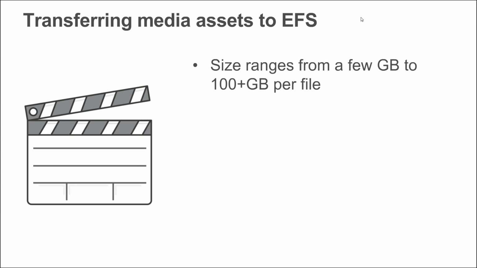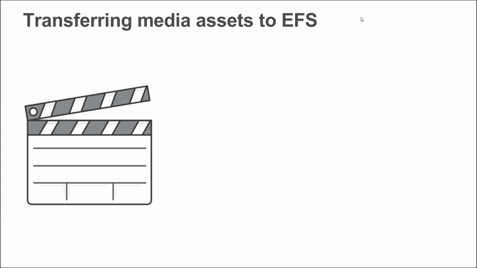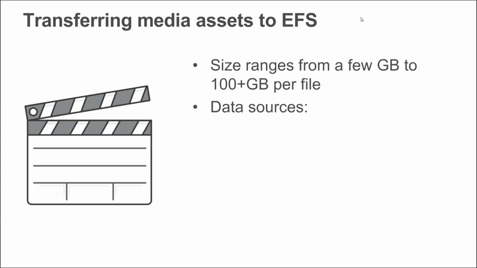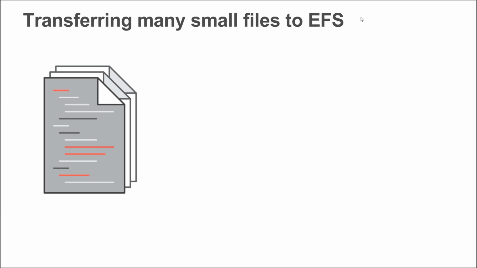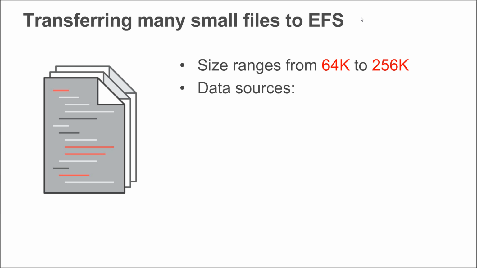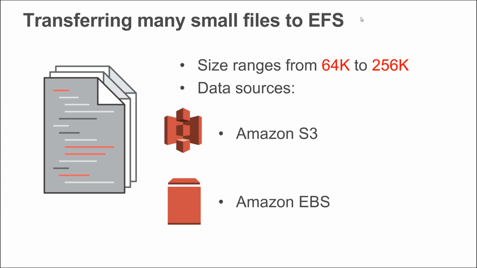So starting with media assets, some of these files are several hundred gigabytes in size per file, and the data could be sourced either from S3 or EBS or from local disk as well. And for the use case of many small files, we have small files ranging from 64K to 256K, and again, data sources could either be coming from S3 or EBS.